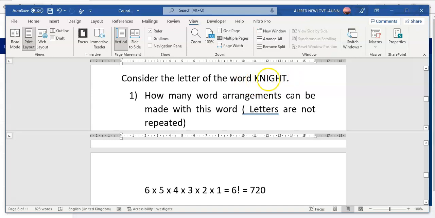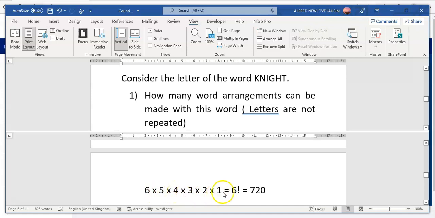It has taken 1 letter from here. So how many letters are left? 5. And the third space has taken 2 letters from here. So how many letters are left? 4.